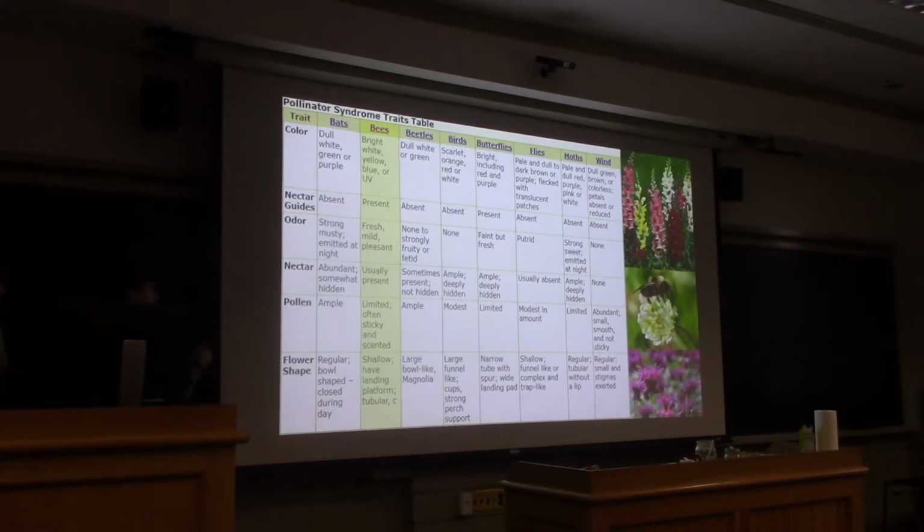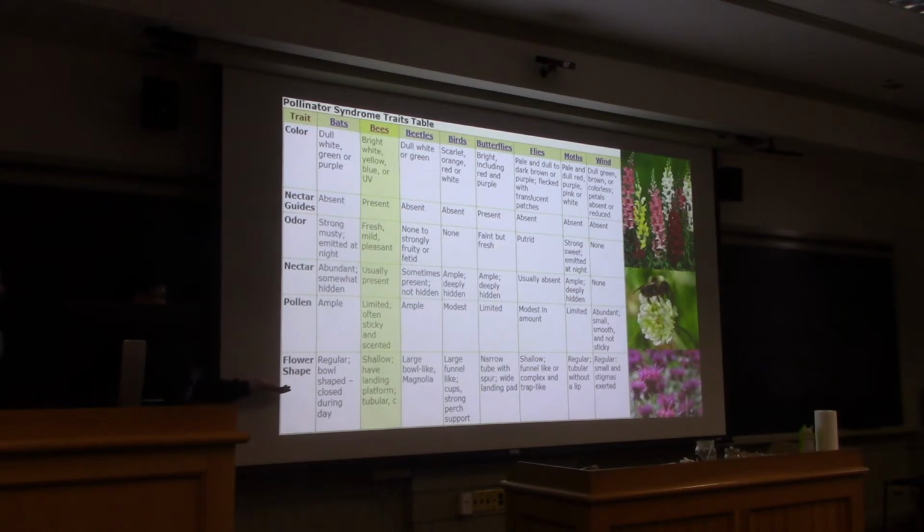As for odor, fresh, mild, pleasant, compared to putrid for flies. Nectar usually present. Sticky pollen, that would make sense. And flower shape, shallow. Some have a landing platform like those snapdragons in the top right. Bees can land on those and reach in and get the pollen and nectar.